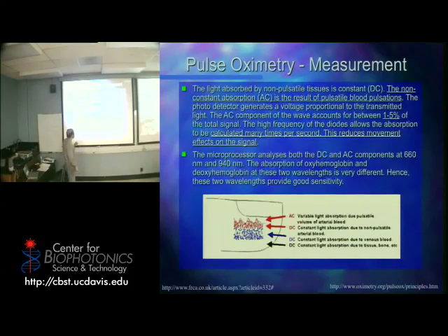Okay? Now, the microprocessor analyzes all these components, does a subtraction, and the reason it uses these two wavelengths is because they have very different absorption characteristics, and then it uses that ratio, as we mentioned before.